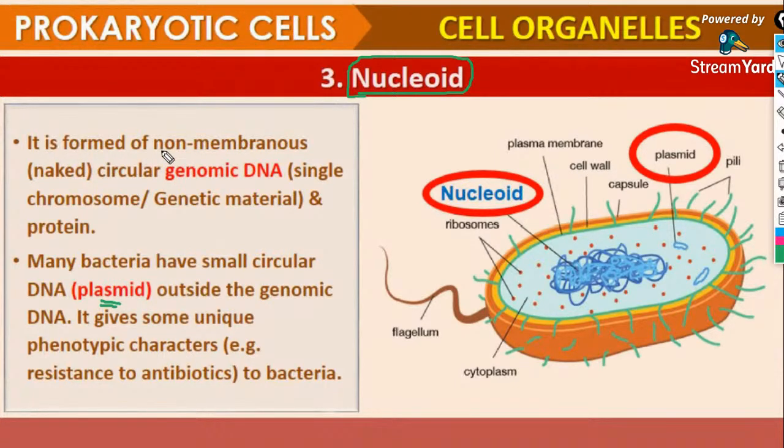Nucleoid is formed of non-membranous naked circular genomic DNA and protein. So, what is this naked circular genomic DNA? There is no membranous covering around this chromosomal material. They have a single chromosome, a genetic material that is highly coiled and just placed inside the cytoplasm without any extra membrane.